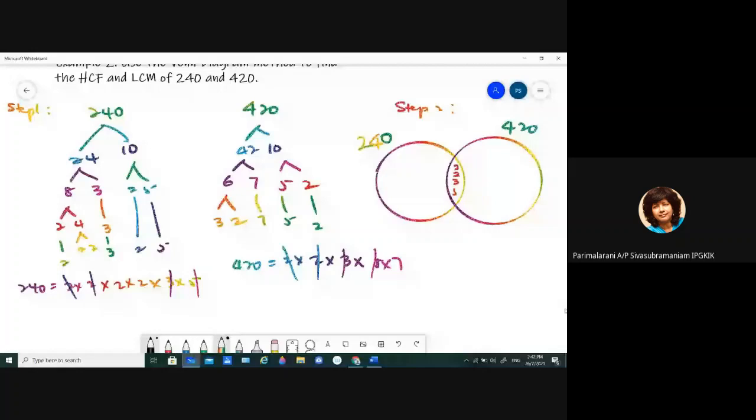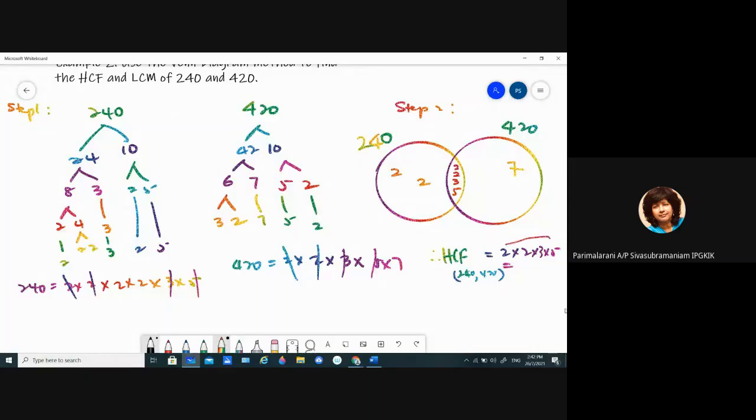Okay, so for 240, I have another 2, 2. For 420, there is 7. Okay, so from here, HCF for 240 and 420 is 2 times 2 times 3 times 5. 5 times 2 is 10.